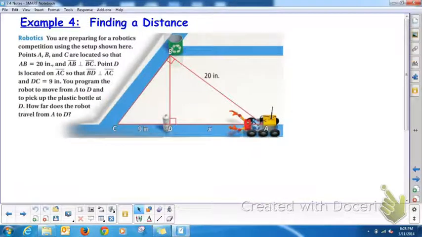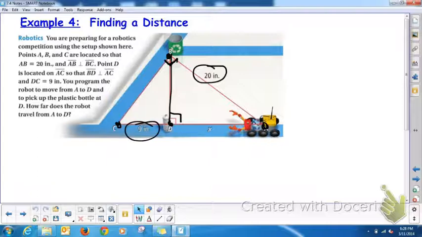All right, last example on today's notes. Finding a distance using a real-life situation. You are preparing for a robotics competition using the setup shown here. Points A, B, and C are located so that AB is 20 inches, and AB is perpendicular to BC. Because you know the perpendicular, you know that's a right angle because perpendicular lines form right angles. Point D is located on AC so that BD is perpendicular to AC. Perpendicular means it forms right angles. And DC is 9.